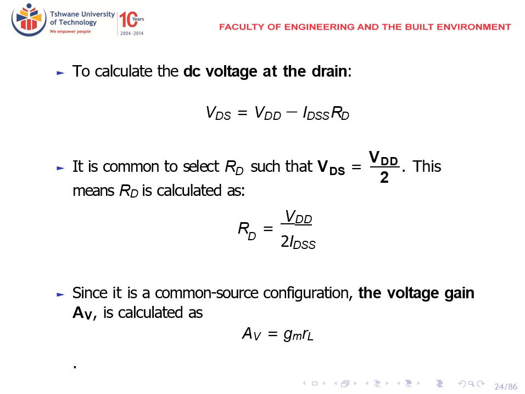It is common to select RD such that VDS is equal to VDD divided by 2. This means that RD is calculated as follows: RD will be equal to VDD divided by 2 times IDSS. Since it is a common source configuration, the voltage gain AV is calculated as AV equals GM times RL.